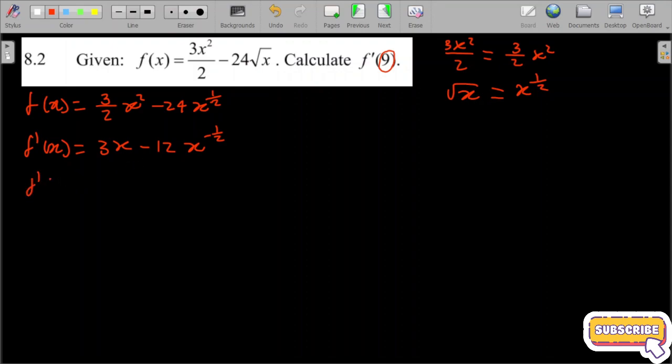So it's going to be f prime of 9, meaning where I see x, I substitute 9. So it's going to be 3 times 9 minus 12 times 9 and then negative 1 over 2. Now if I punch my calculator there, 3 times 9 minus 12 times 9, then negative 1 over 2, which is going to give me 23. So this is f prime of 9. Just the easy 5 marks here. There's nothing more that we can do here. I hope we're still on the same page there.